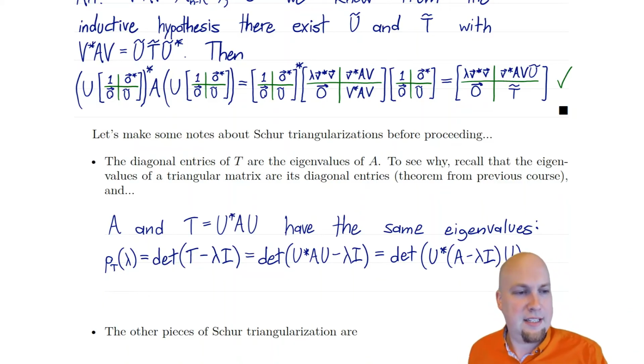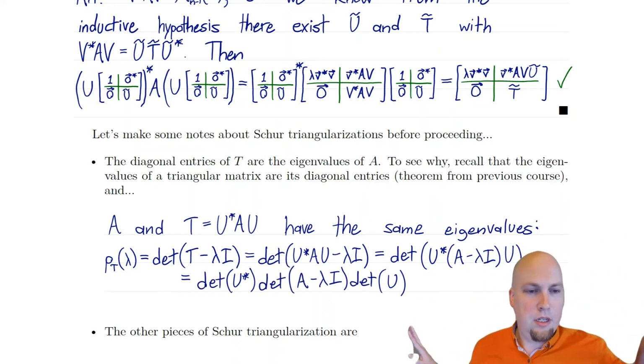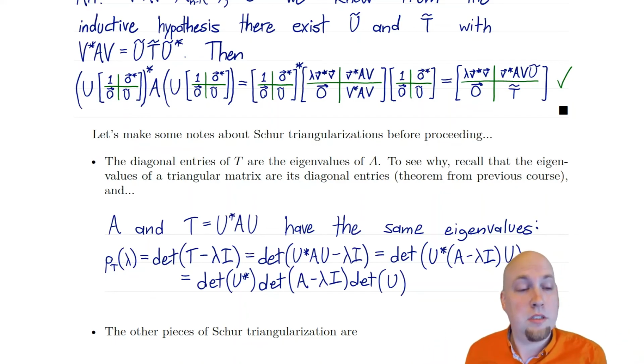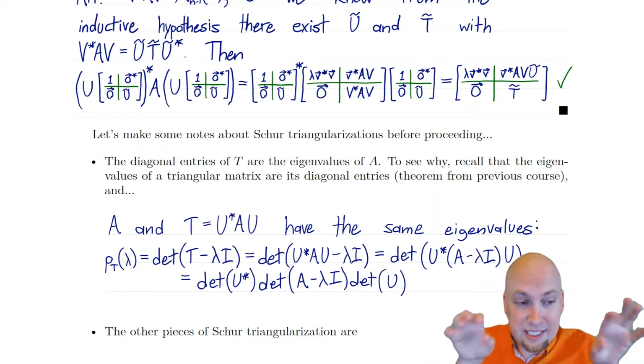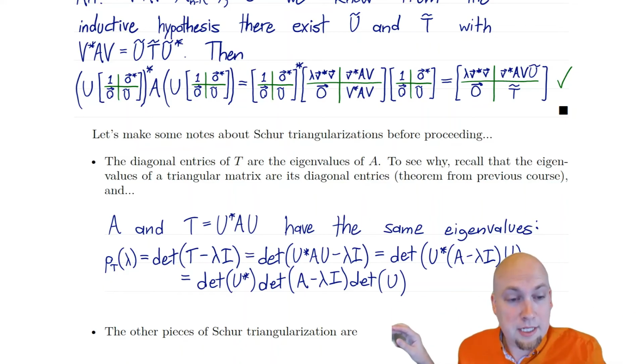It doesn't affect anything there, okay? So if you multiply this together, you get this expression here, okay? So I can factor out the u star and the u. The reason it's nice to do this is because, remember, the determinant is multiplicative. If you have a product of matrices inside the determinant, it's exactly the product of the corresponding determinants, okay?